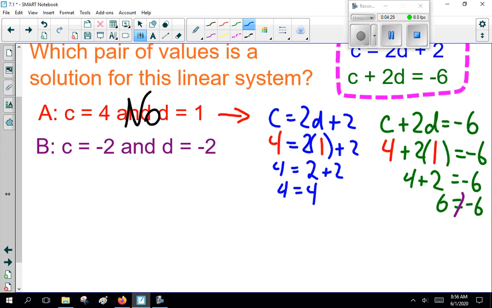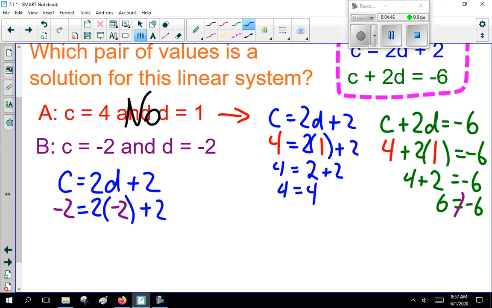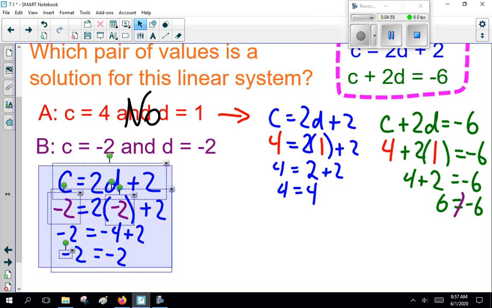No, doesn't work. All right. So the first pair of answers doesn't work, so let's try the second. C is minus 2 and D is minus 2. So the first equation, C equals 2D plus 2. So every time we see the letter C, we replace it with minus 2. Every time we see the letter D, we replace it with minus 2. So minus 2 equals 2 times minus 2 is minus 4 plus 2. Minus 4 plus 2 is minus 2, I believe. Woohoo! It works.